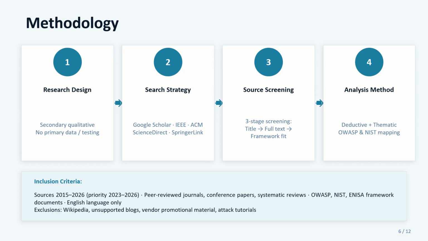Methodology: the research design is secondary qualitative, and no primary data testing has been conducted. Search strategies used Google Scholar, IEEE, ACM, ScienceDirect, Springer, etc. Third is data screening, a three stage screening: title, full text, and framework fit. Fourth is the data analysis method: deductive thematic OWASP and NIST mapping. Inclusion criteria: studies from 2015 to 2026 have been used. Priority is given to 2023 to 2026 peer reviewed journals, conference papers, and so on.